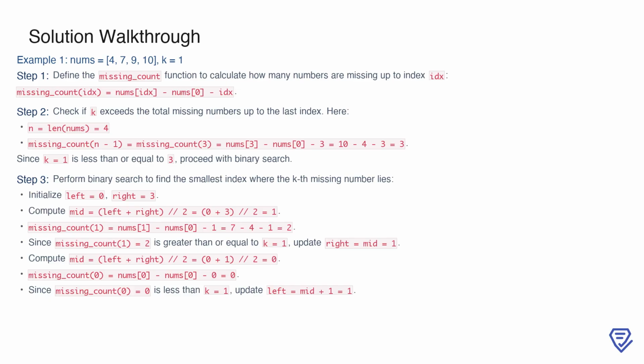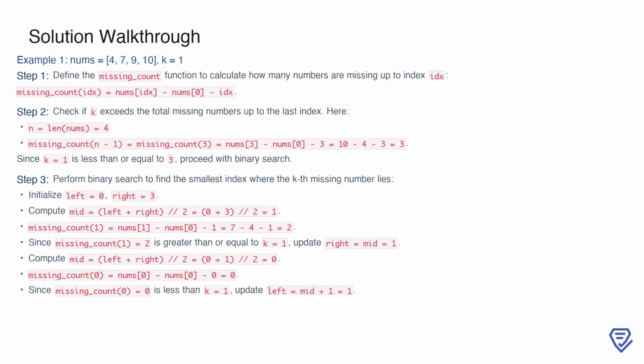Next, we need to determine if the value of k exceeds the total number of missing elements in the entire array. Here, the length of the array, n, is 4, and the total missing count at the last index, missing_count(3), is calculated as 10 - 4 - 3 equals 3. Since k equals 1 is less than or equal to this total, we know the kth missing number falls within the range of the array, and we can proceed with binary search. The goal of the binary search is to find the smallest index where the kth missing number could lie. We initialize left to 0 and right to 3, the bounds of the array.